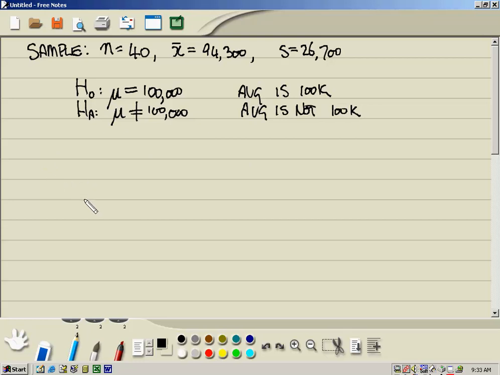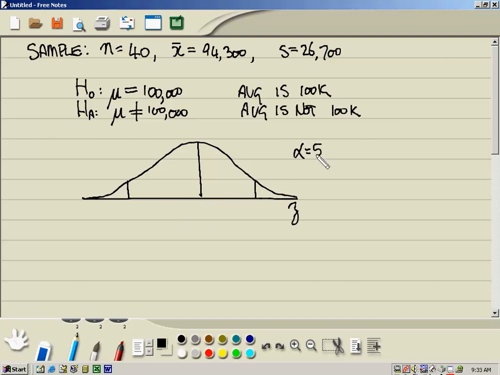Next step is to draw our distribution. And we have a two-tail test. So we have two parts again, just like the first problems. Total alpha of 5%, so we have 2.5% in each tail.